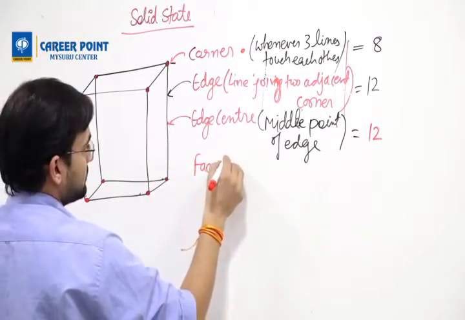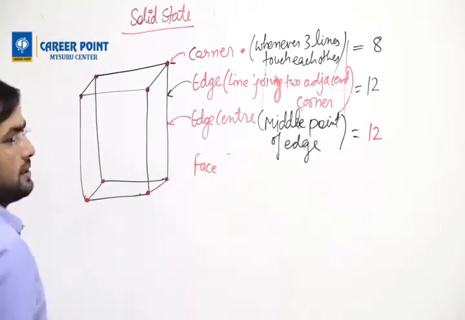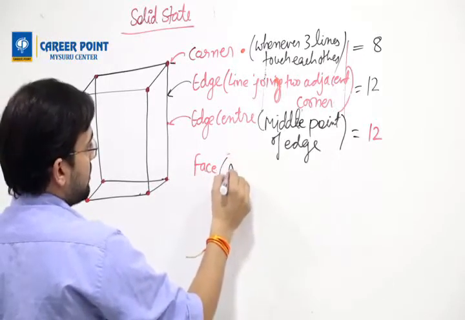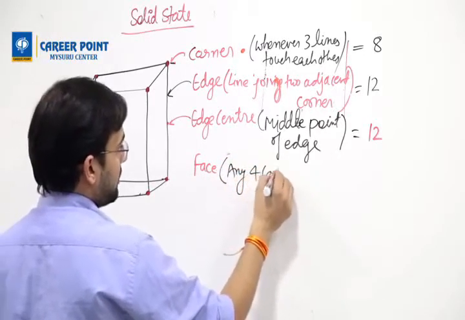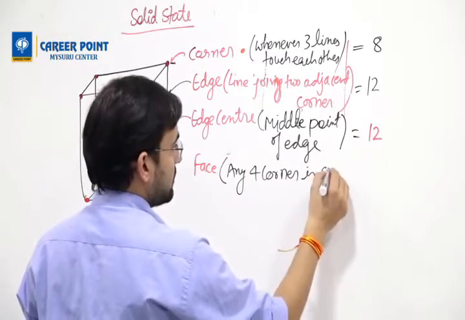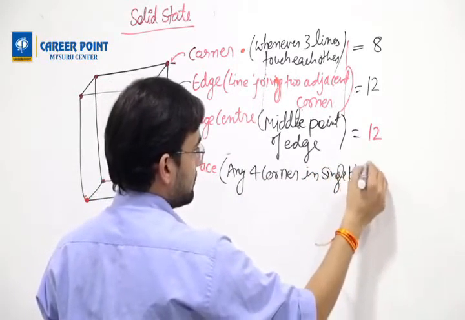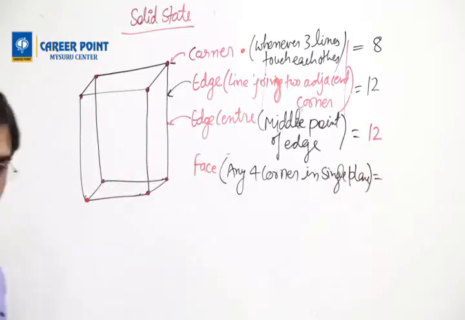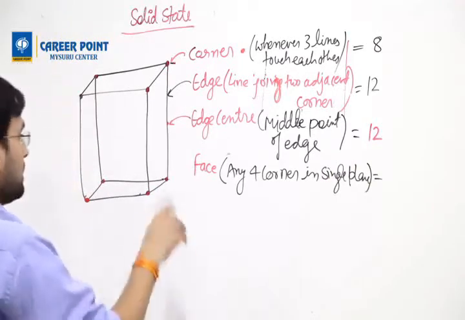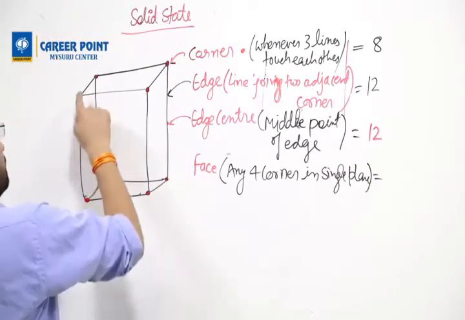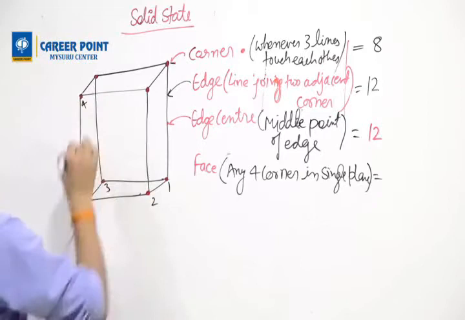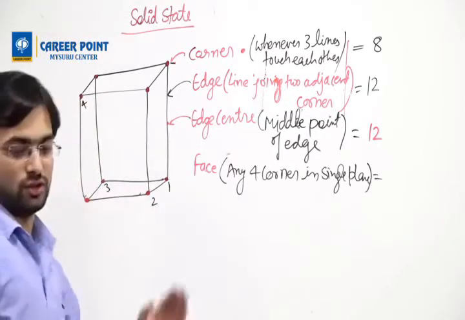Next thing is known as face. Now face means what? Any four corners in a single plane. So you need to count 4 corners. Can I take these 4 corners? 1, 2, 3, 4. Can I take this? 1, 2, 3, 4. Can I make a face out of these 1, 2, 3, 4?